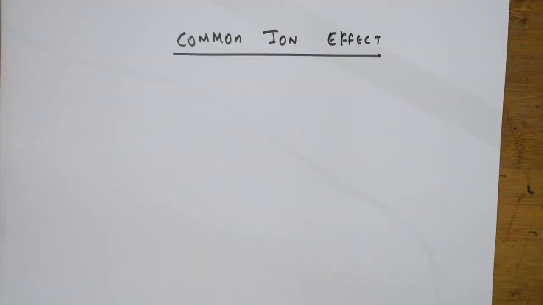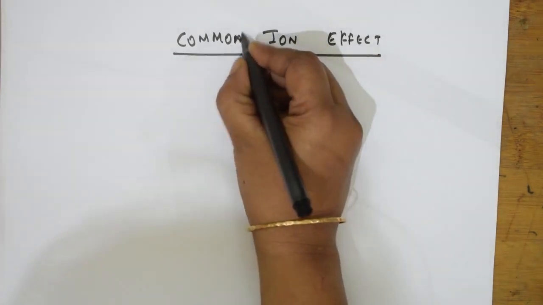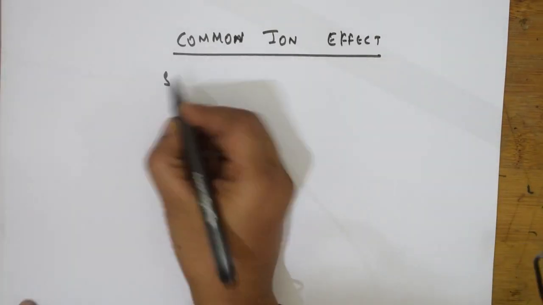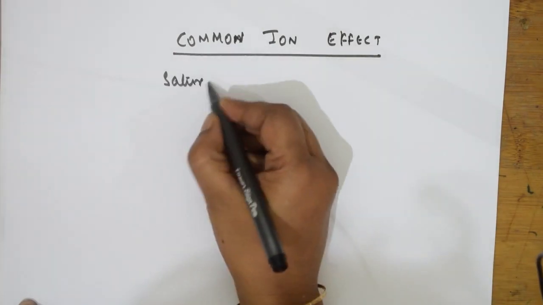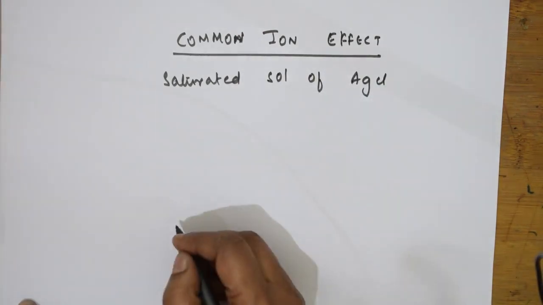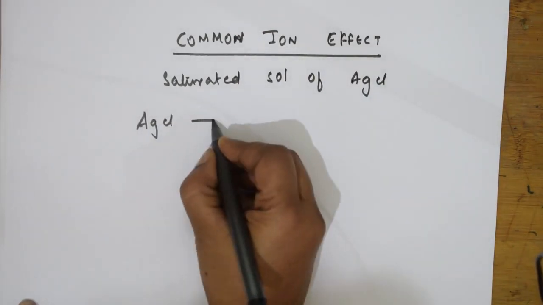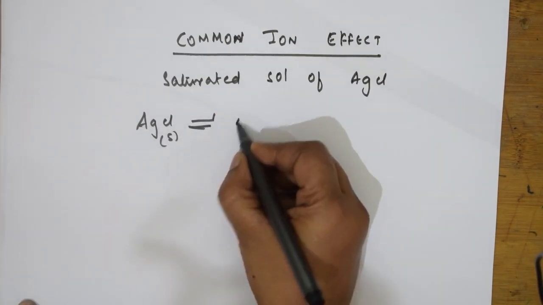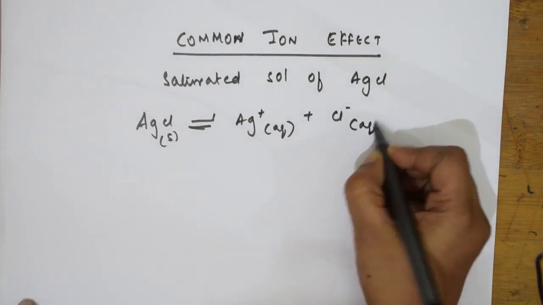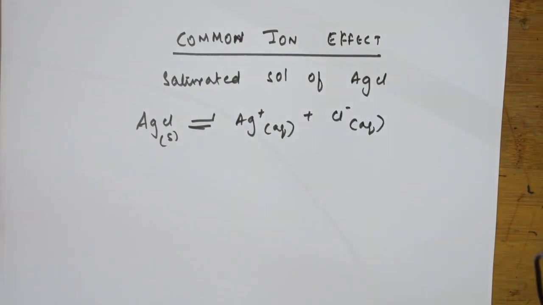Let us come back and learn the next topic, that is common ion effect. It's very simple, but most of the students get confused. As the name suggests, it is there in the name only. Now I have an electrolyte. I am taking a saturated solution of AgCl, a quite common example which everybody takes. Silver chloride, a solid, dissociates into Ag+ aqueous plus Cl minus aqueous.